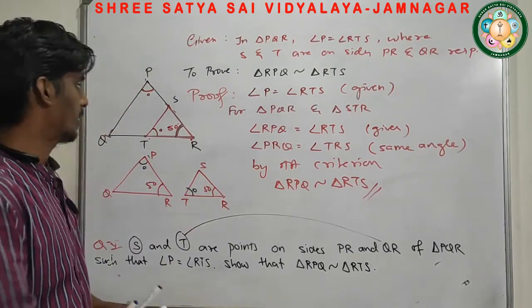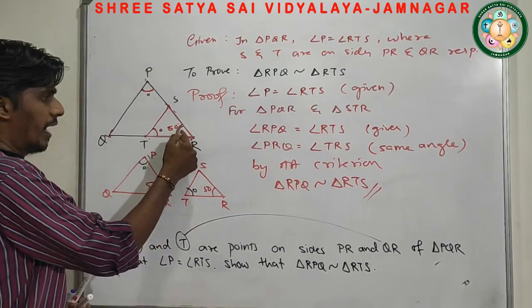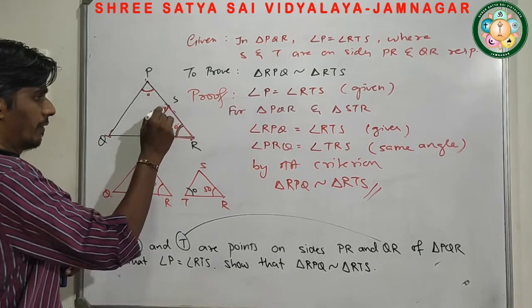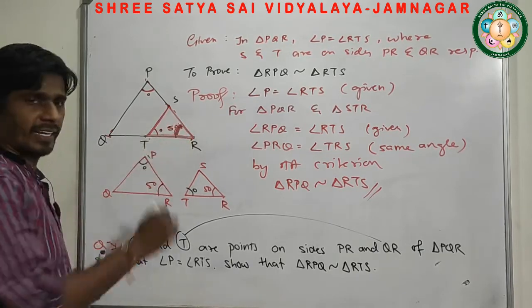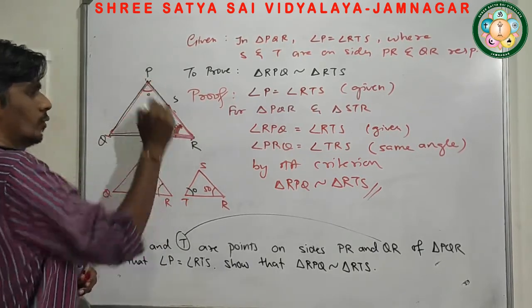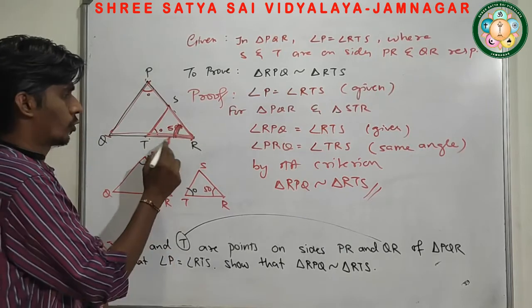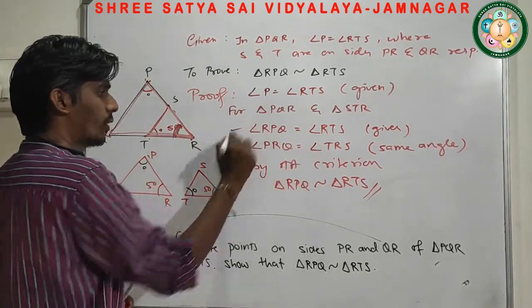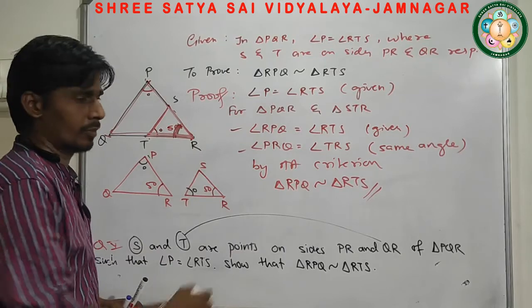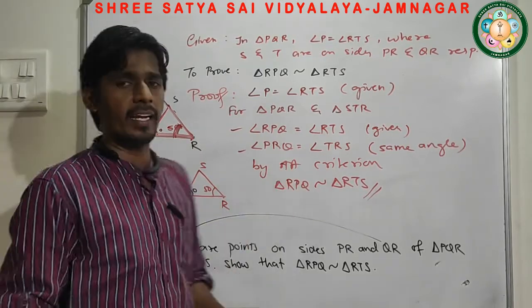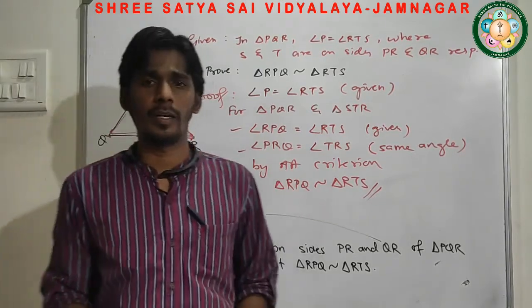The only important part that you have to identify is that angle R is common in both the triangles. In the smaller triangle there will be angle R and in the bigger triangle also the same angle R. So this R angle is equal and one of the angles is given in the question itself. So in this way, by using angle criteria, we can solve question number 5.